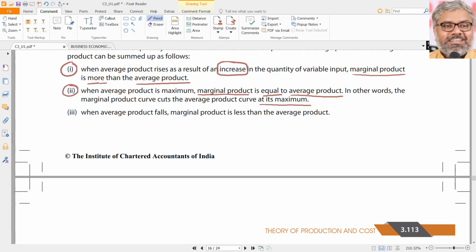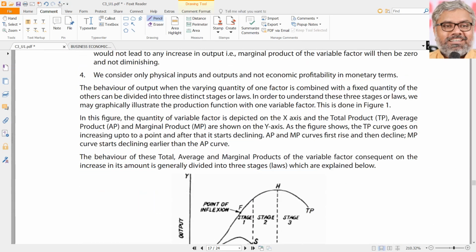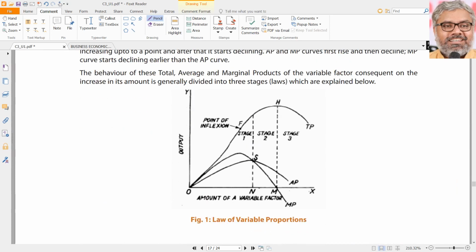Marginal product curve cuts the average product curve at its maximum. What does it mean? That means when the average product is already at the maximum, then the marginal product is equal to average product. Is it so? Yes, let us see.